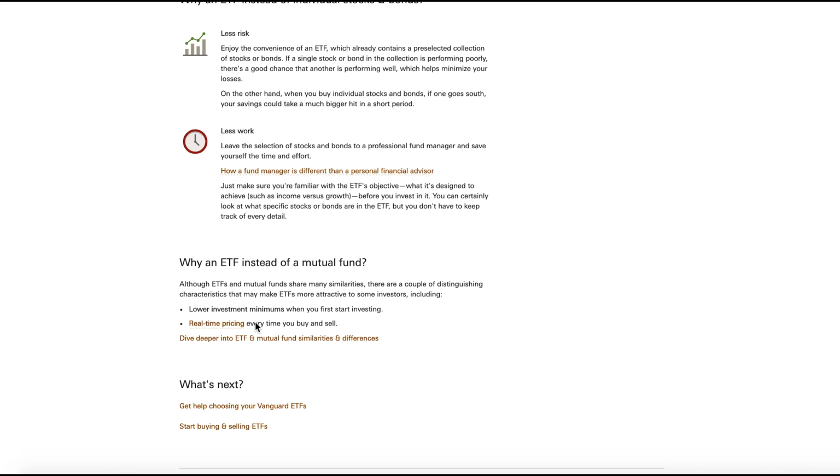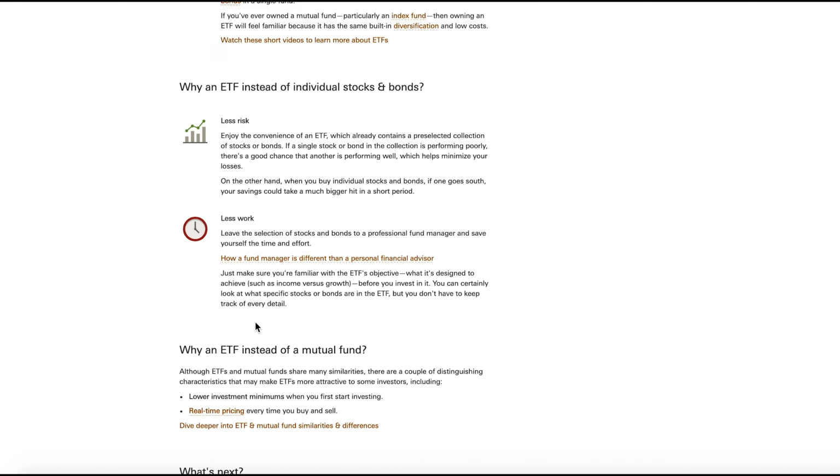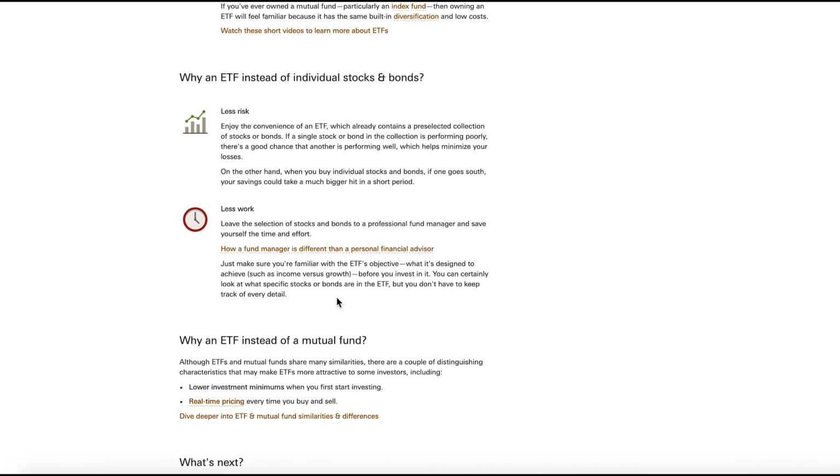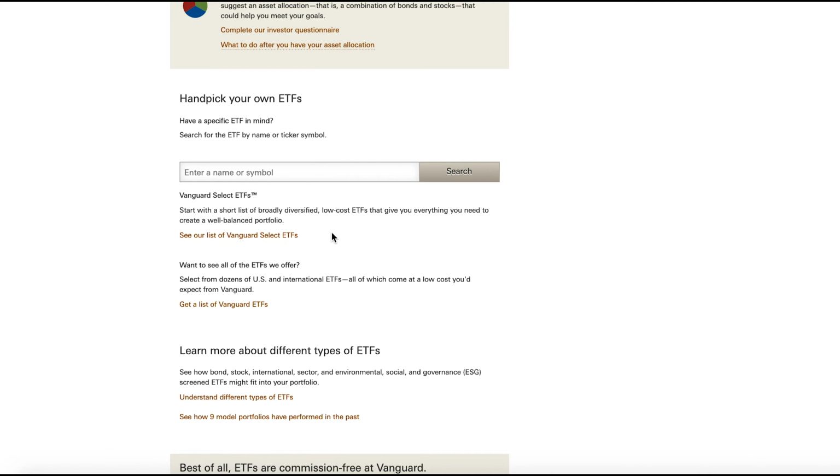And yeah, so let's go ahead and look at these lists. So if we scroll up to the top, we're going to click on this Choose Your Vanguard ETF. From here, we're going to scroll down a little bit and you'll see that we have two options. You can either view a list of the Vanguard Select ETFs or just all Vanguard ETFs.